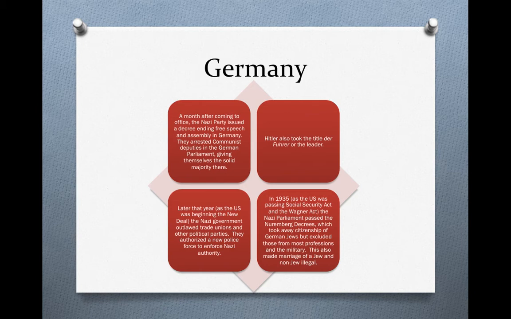Hitler also took the title Der Führer, or the leader, and later that year, as the United States is beginning the New Deal, the Nazi government outlawed trade unions and other political parties. They authorized a new police force to enforce all Nazi authority. Again, in 1935, when the United States is passing the Social Security Act and the Wagner Act, what's going on in Germany? The Nazi parliament passed the Nuremberg Decrees, which took away citizenship of German Jews, but also excluded them from most professions and the military. This also made marriage of a Jew to a non-Jew illegal.